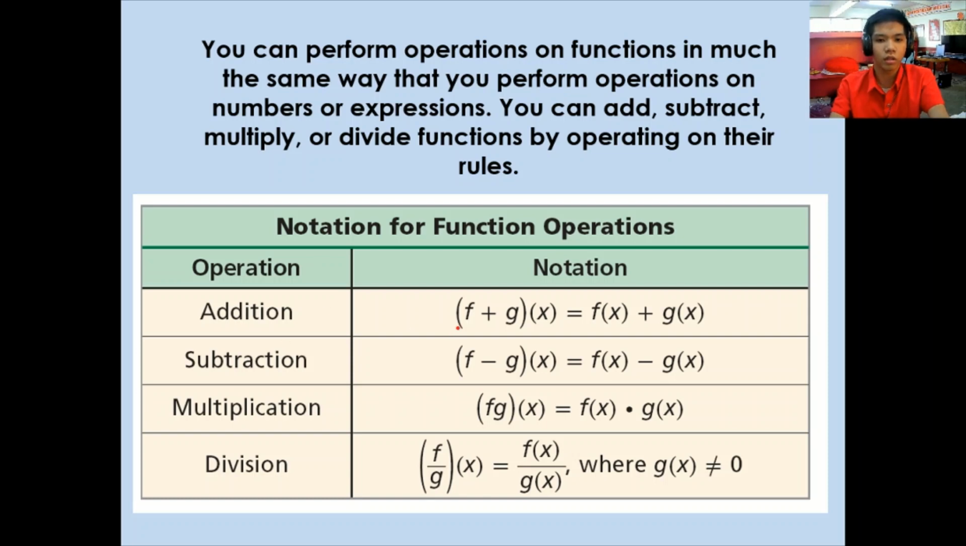This notation stands for the summation of two functions. Let's say we have f of x and g of x. This notation is for subtraction, the difference of two functions. For multiplication, we have f of x times g of x. And for division, we have f of x over g of x. Of course, g of x, the denominator, should not be equal to 0. It will make the expression undefined.